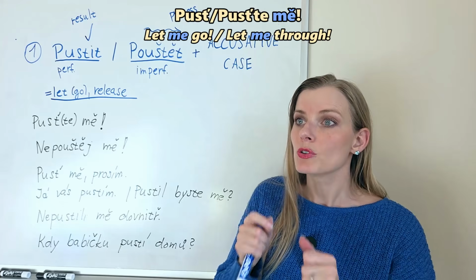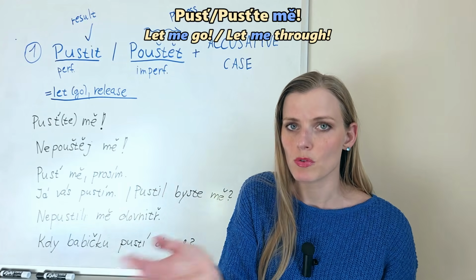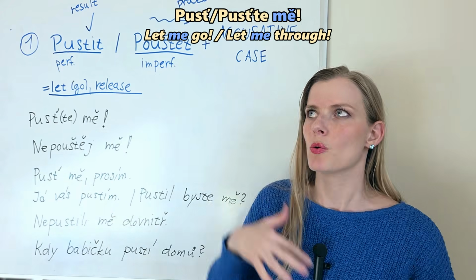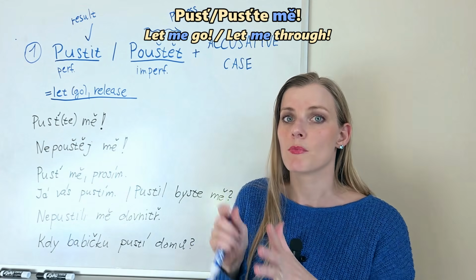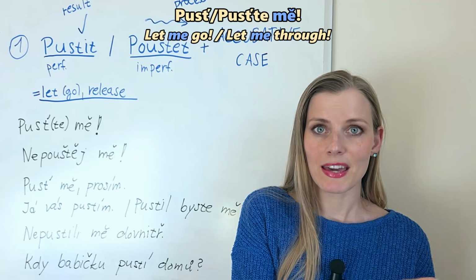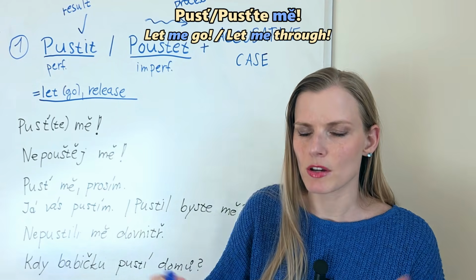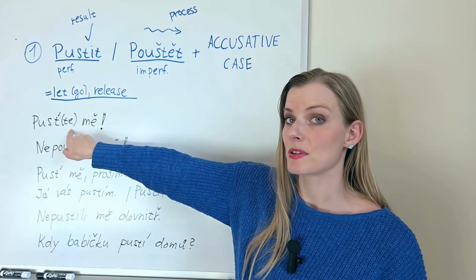Or you want to go in and someone's not allowing you to enter a room or a house or a building. So you can say pusť mě or pusťte mě. Pusťte mě would be formal or addressing more people. Pusť mě or pusťte mě can mean let me go, stop holding me, or let me in, let me through. This is an imperative form.